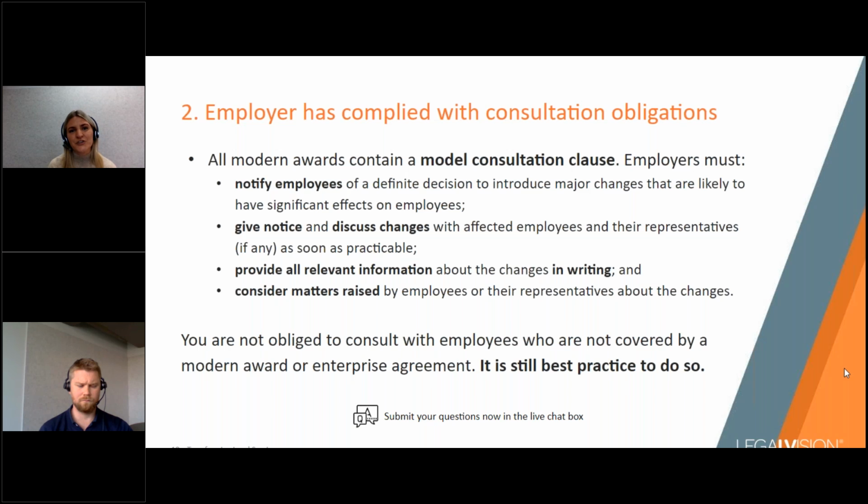And then finally, they're also obviously required to consider any matters which are raised by employees about the changes before they actually go ahead and implement that decision. Now, one thing to note is that even though there is technically no obligation to consult with employees who aren't covered by a modern award or an enterprise agreement, we do generally consider it best practice to do so. You may well be unsure whether or not your employees are covered by a modern award, but even if you are fairly comfortable with it, it is always considered most prudent to consult with them regardless, as a means of mitigating any future risk of claims, as James has just gone through with you.